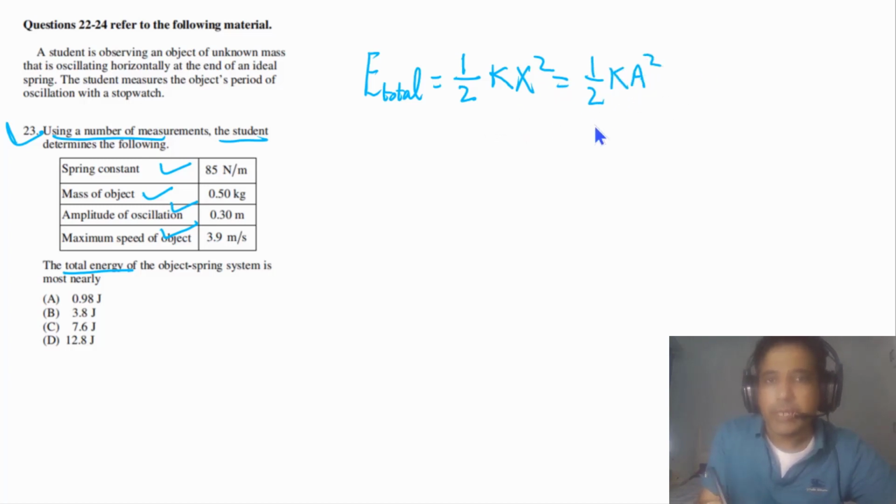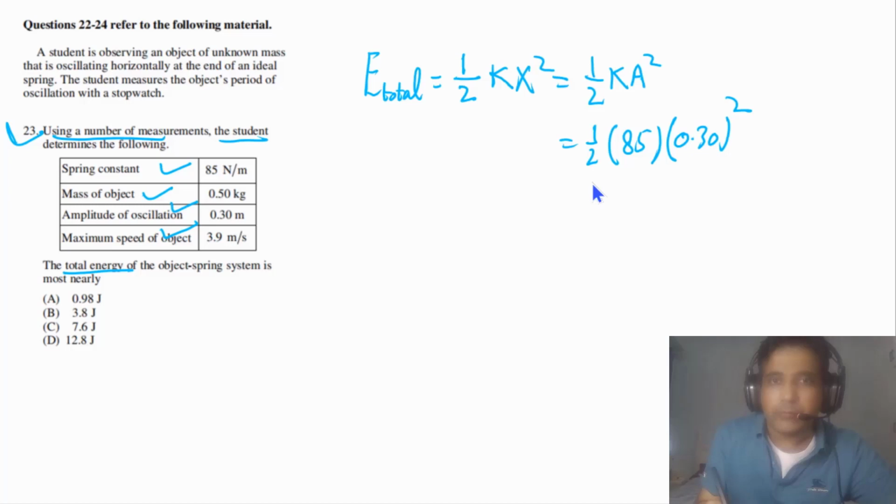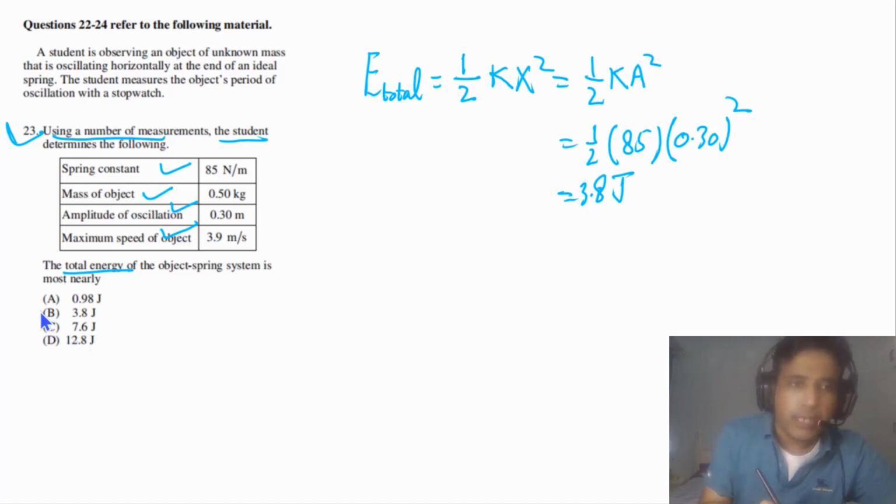Now if we plug in values we can find the answer, because the value of k is given to us, that is equal to 85 newtons per meter, and we have the amplitude of oscillations, that is equal to 0.30 meters, squared. If we solve this one, our answer will be around 3.8 joules. So the answer for this question has to be B.